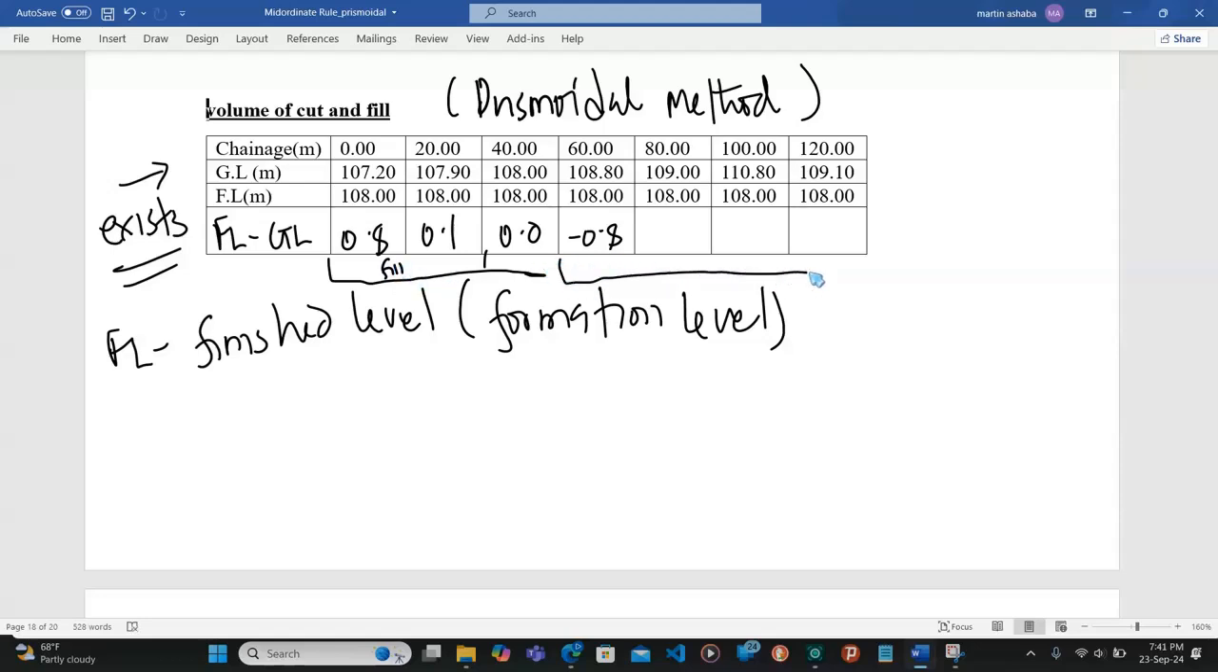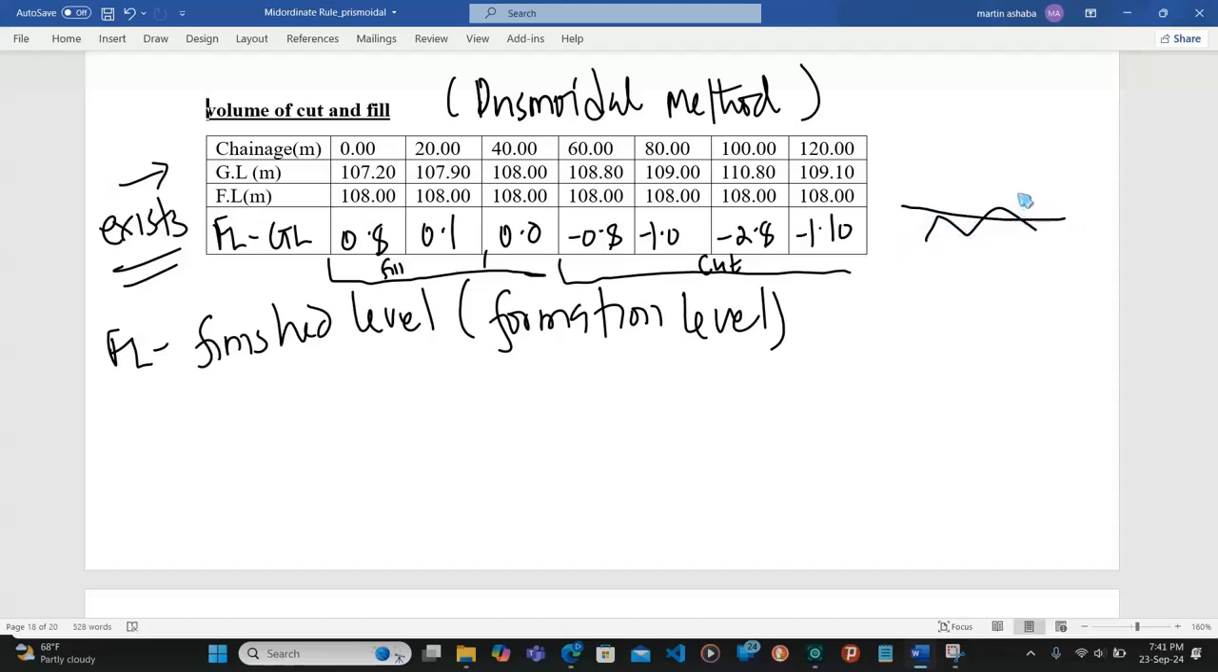And from here, let us see, what is this one? This is negative 1.0. What is this? This is negative 2.8. If I do a subtraction here, this is negative 1.10. So this is representing a cut. In other words, I have the ground level like this, and I have the finished level like this.